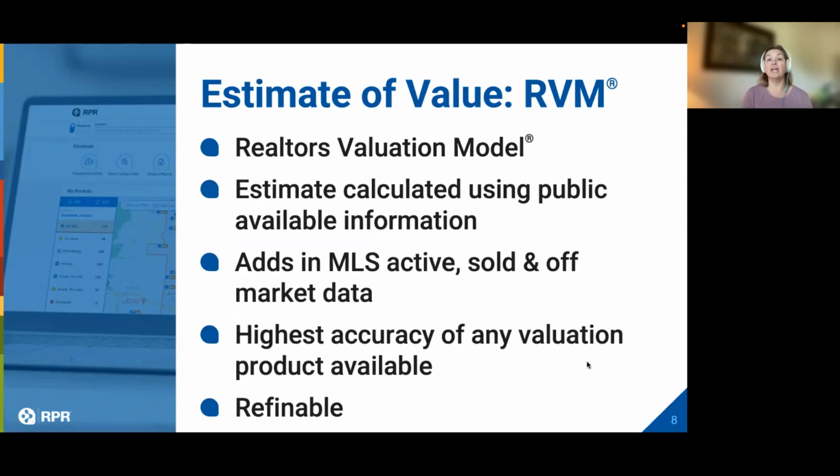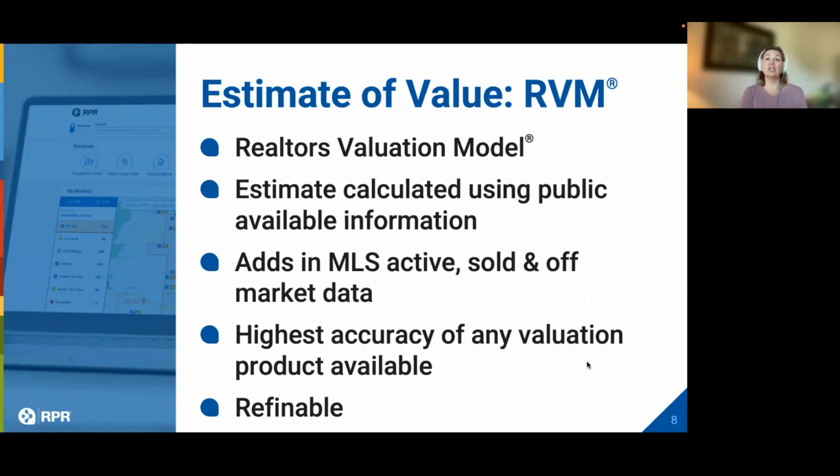In RPR, we have an RVM. It's trademarked to RPR. It's the Realtors Valuation Model. And this is a market value estimate calculated using publicly available information, as well as that local layer of MLS active, sold, and off-market data that we get from the local multiple listing system in your market. And what makes this really cool is that we're checking the value like every 2 weeks. We post the month over month change and the year over year change, but it's actually refinable.